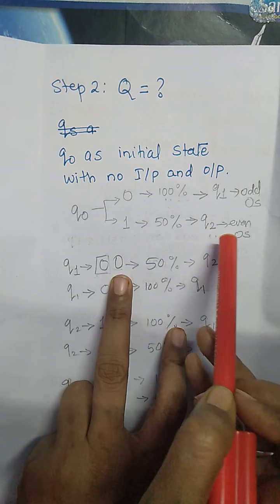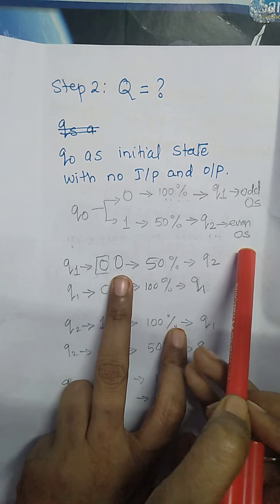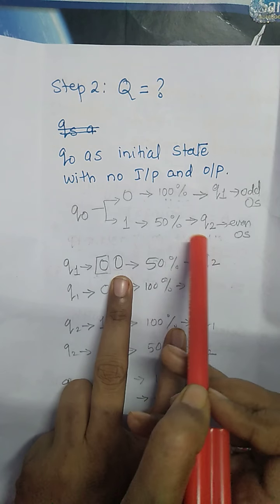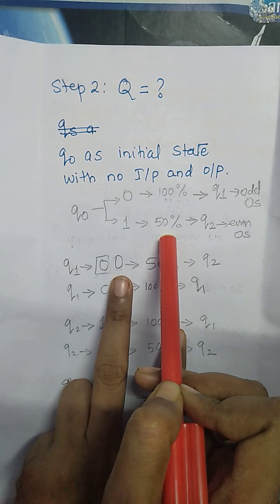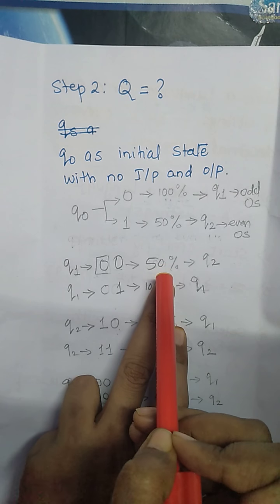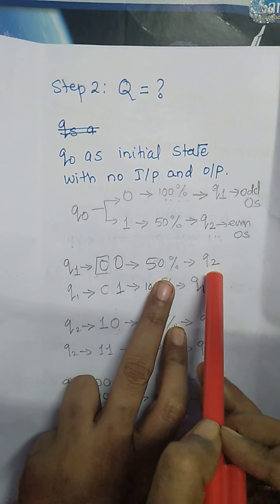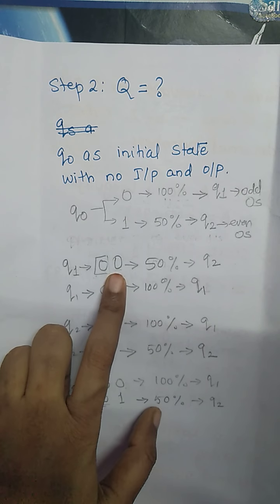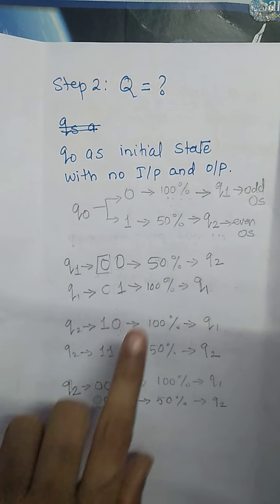For the even number of 0s we already have the state. An even number of 0s is indicated by Q2. So an even number of 0s also represents 50% of the solution. It is marked as Q2. So what does Q2 represent now? According to this, 0 0 is 50% of the required thing.